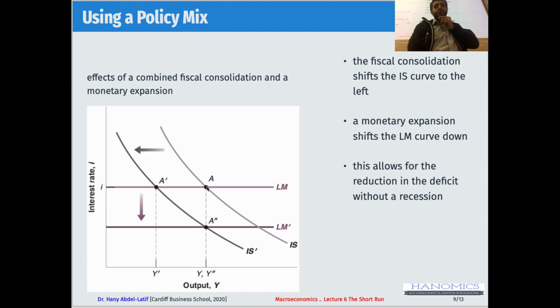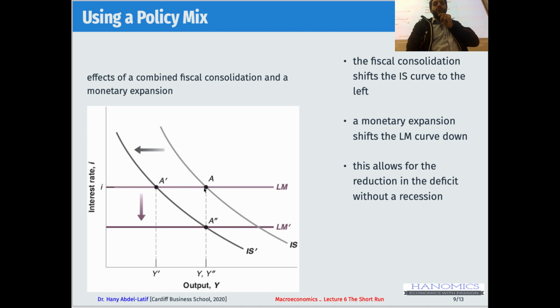So if, let's say, this was our initial equilibrium point A, and now as a result of a contractionary fiscal policy, we move from this IS to IS prime. But at the same time, we had an expansionary monetary policy, which means the LM curve will drop, will go to this point, which is LM prime. So the final outcome here, which is this point, means we reduced the government or the budget deficit, and at the same time we didn't really suffer from a lower output level.